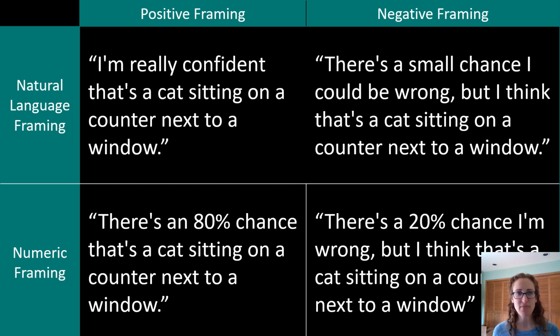In the positive framing, the system might say, I'm really confident it's a picture of a cat sitting next to a window. And in the negative framing, the system might say, there's a small chance that I'm wrong, but I think it's a cat sitting next to a window. And we also looked at numerical framings that either emphasize the probability of correctness versus error. So there's an 80% chance that it's a picture of a cat sitting next to the window, or there's a 20% chance that I'm wrong, but I think it's a picture of a cat sitting next to a window.